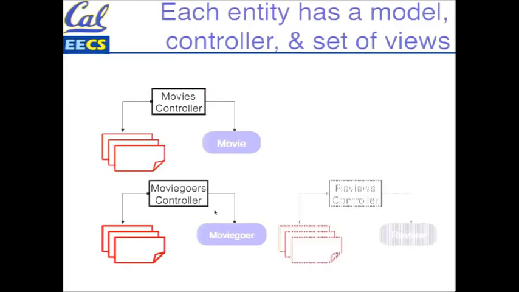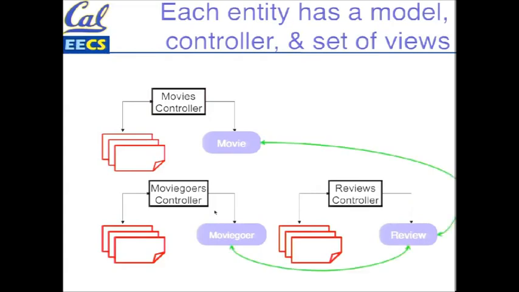We can imagine talking about reviews, but of course a review doesn't make sense unless it's somehow associated with the moviegoer who wrote it, as well as with the movie that it's about. So there are multiple kinds of models, but as we'll see, there are ways that you establish relationships among them.